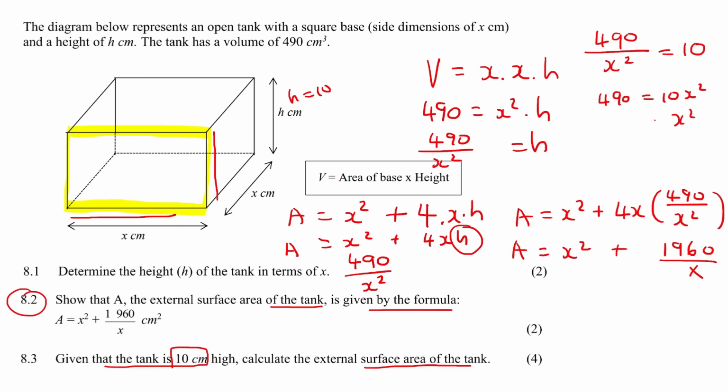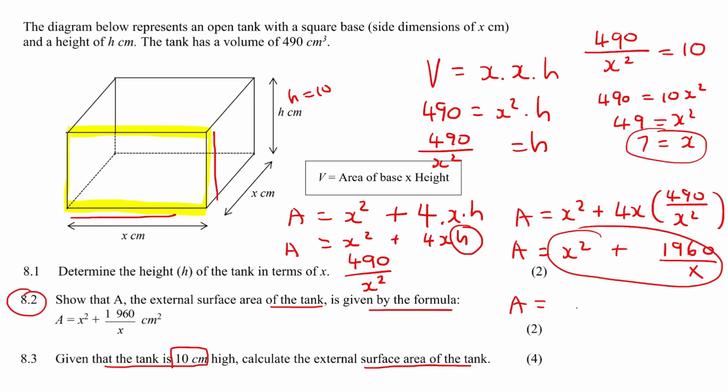Divide both sides by 10, you would end up with 49, because 490 divided by 10. And then taking the square root, you're going to get plus or minus 7. But you can't have a negative number for x because x is a length. So we're just going to say x equals 7. So now we know what x is. We can then plug x into this formula. And so you're going to get 7 squared plus 1960 over 7. And this will eventually give us 329. And it's going to be centimeters squared because it's area.